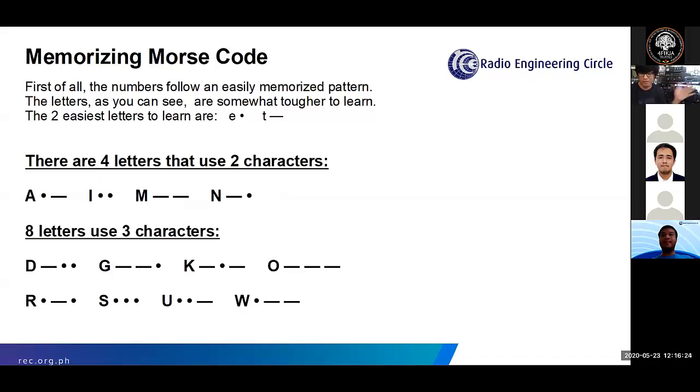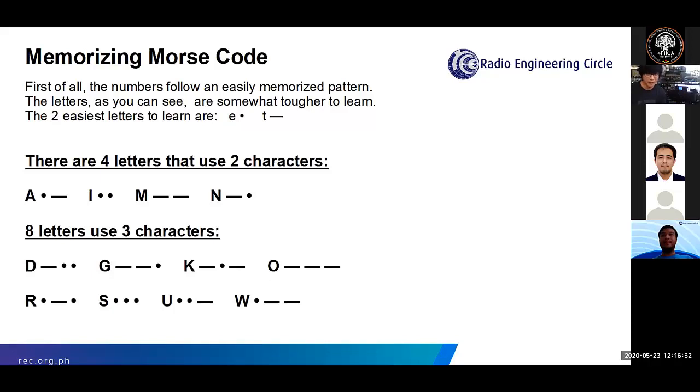Hindi mo siya ma-memorize ng isang banat na yung dit, did, dit. That's not the way to do it. You have to group letters. Otherwise, matatagalan ka. Especially, I don't know kung kailan yung susunod o kailan kayo magte-take ng examination. For the Class B, you have 1 year to prepare. So that's enough time.